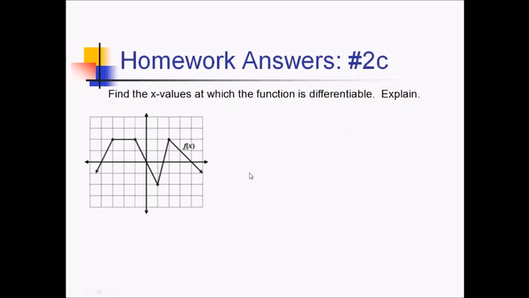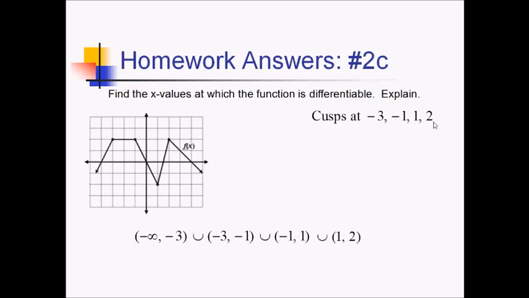For part C, differentiability, this is where we have some issues. There are cusps all over this thing. We have one at negative 3, x equals negative 1, x equals 1, and x equals 2, all those places, we're going to have to build our intervals around those. So our first interval then will be from negative infinity to negative 3, union negative 3 to negative 1, then negative 1 to 1, 1 to 2, and finally from 2 to positive infinity.